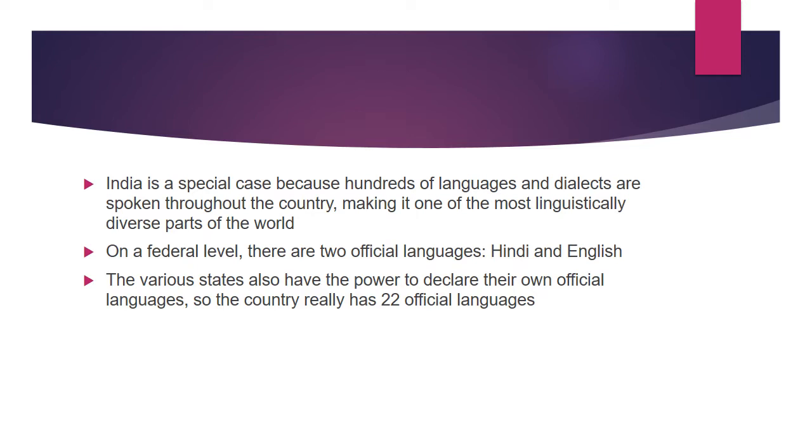On a federal level, there are two official languages, Hindi and English. The various states also have the power to declare their own official languages. The country really has 22 official languages.